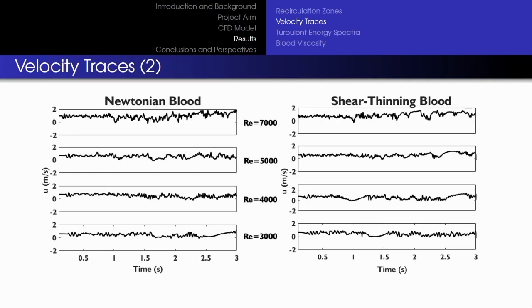And we can also look at Reynolds numbers up to 7,000. We can see at 3,000 they actually both have transitional fluctuating flow, and then up to 7,000, fully turbulent fluctuations.